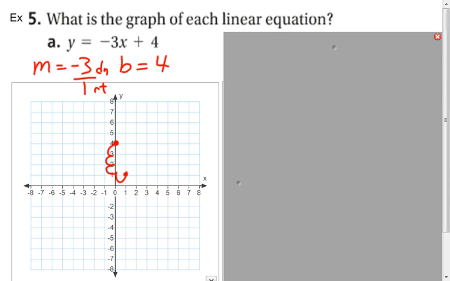Now, sometimes it's kind of hard to tell where your line should go if you only have 2 dots. You can do the same thing with your slope over and over again to find more dots. So I can go down 3 again, and over 1. Down 3 and over 1. Once I get a whole bunch of dots, then it's easy to see where my line should go.